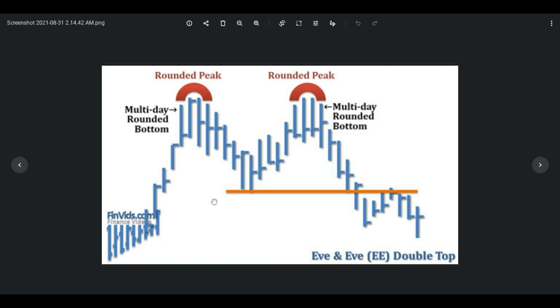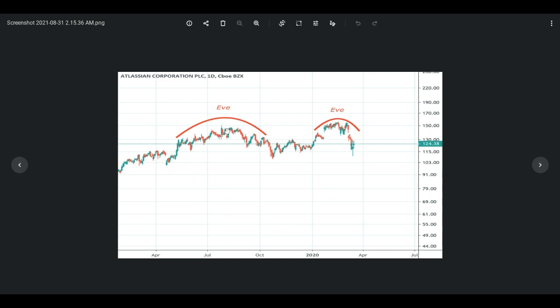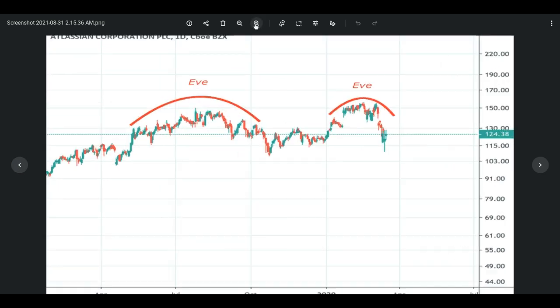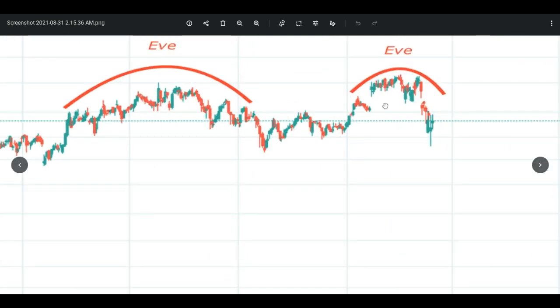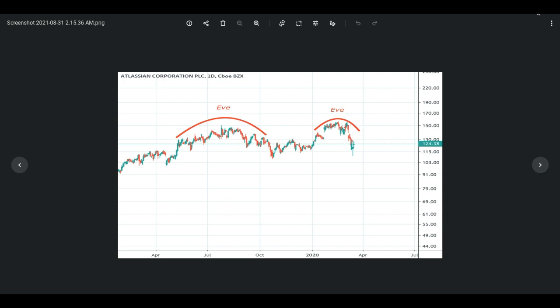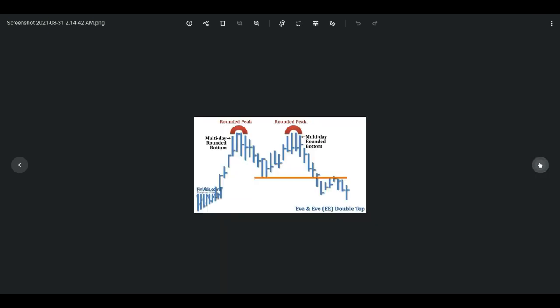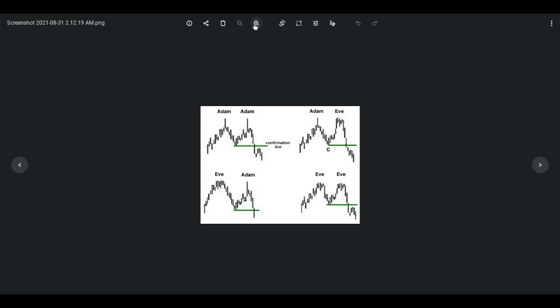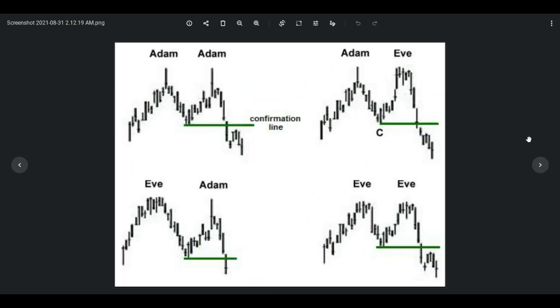And so again, this is the double tops, Eve and Eve. And this is an example with the actual candles. This is what it will look like. So that is it. We went over, like I said, all of these patterns in the last couple of videos. The Adam and Eve double tops, and the Eve and Adam and Eve double tops.